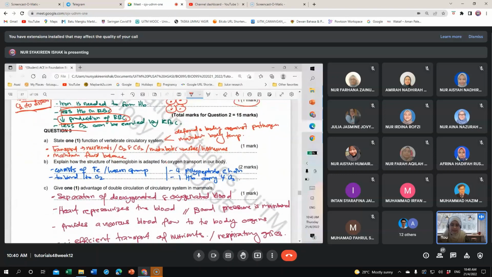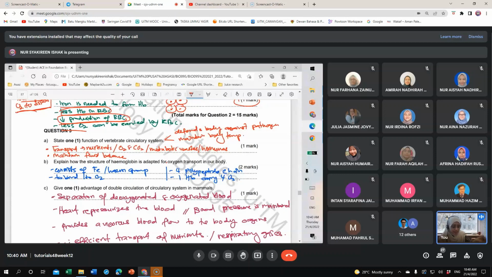Okay, so next, question 3. A. State one function of vertebrate circulatory system. Ni kalau tengok dalam lesson note yang dia bagi, brainstorm tu kan. So circulatory system, it is related to the immune system, it is related to the digestive system, it is related to the hormones kan. Okay, so digestive system is to transport nutrients kan.